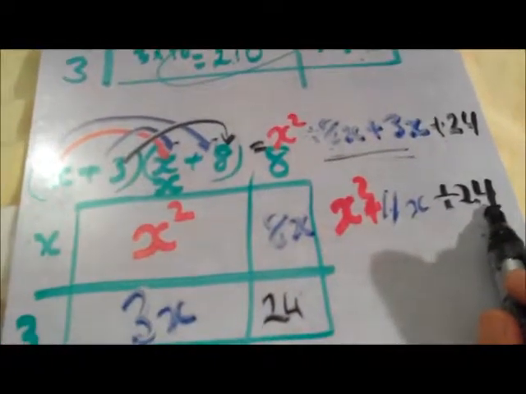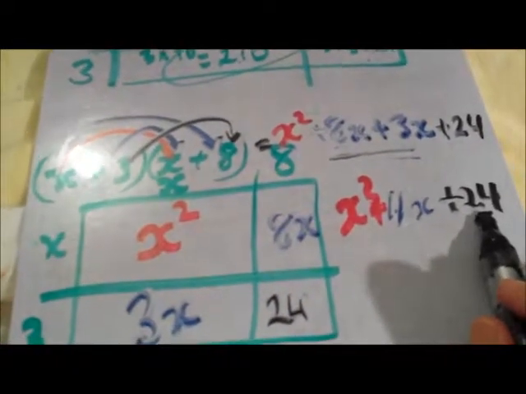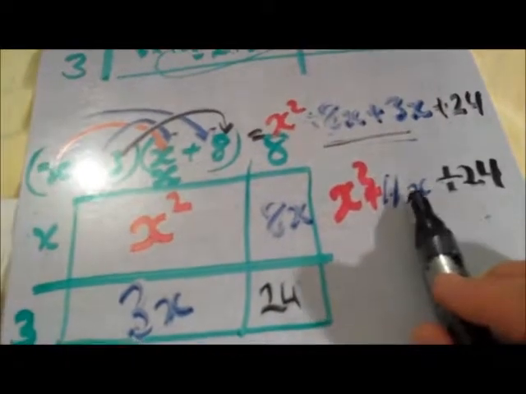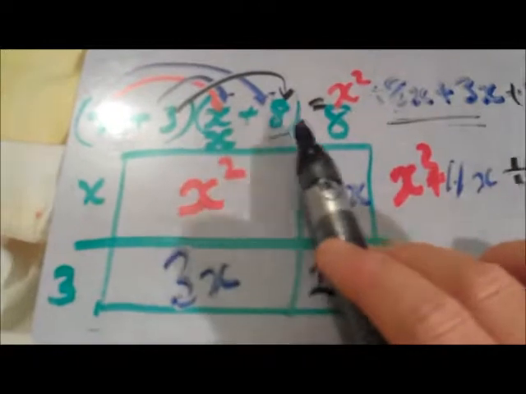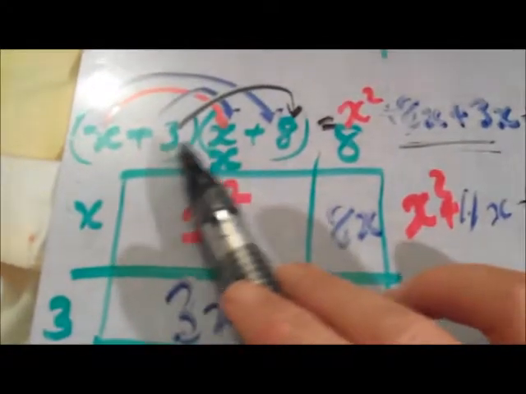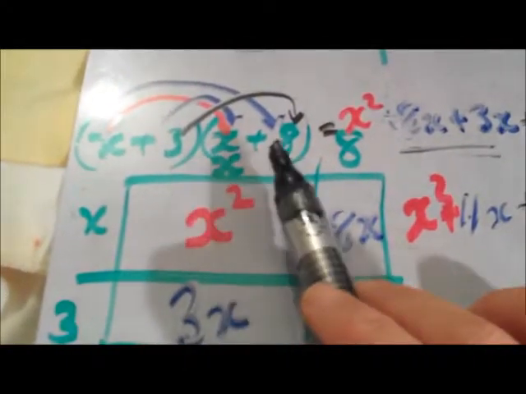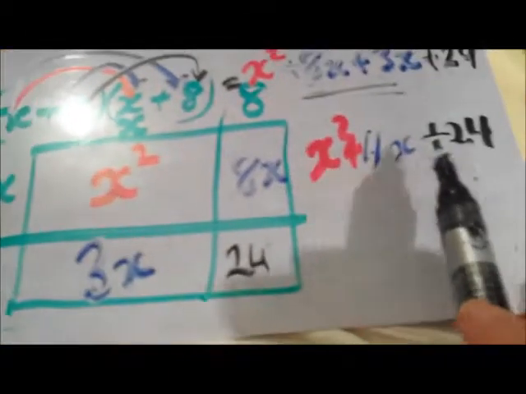And if you remember the game we played, what two numbers multiply to give you 24 that add to give you 11? That's 8 and 3. 8 and 3 is 11, 3 8s are 24.